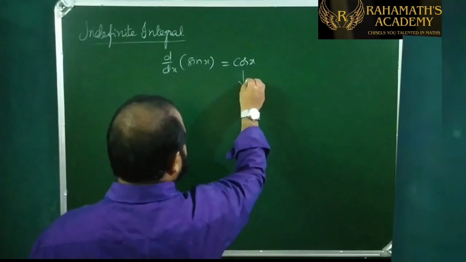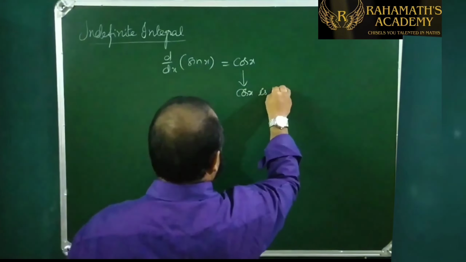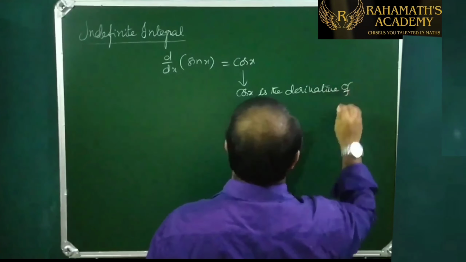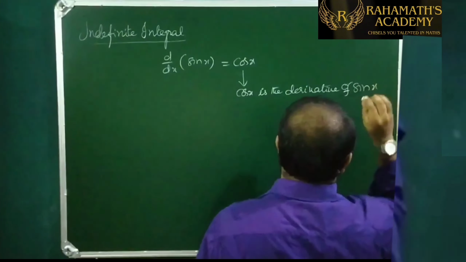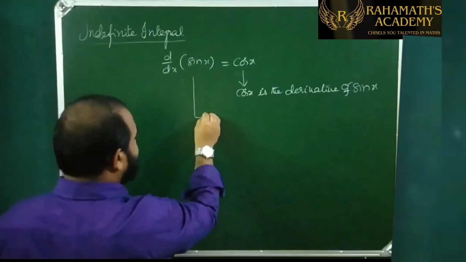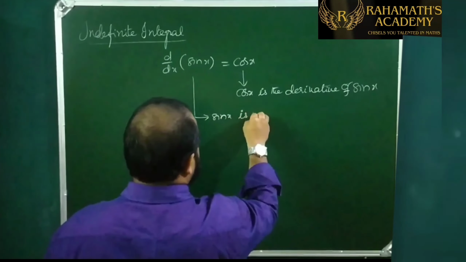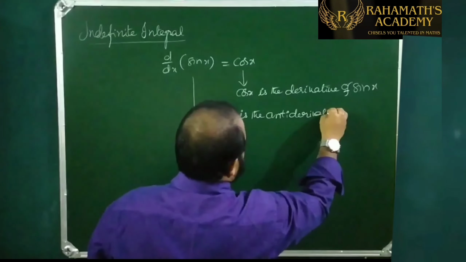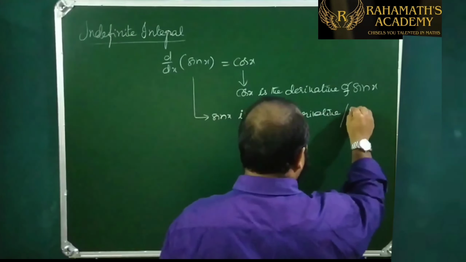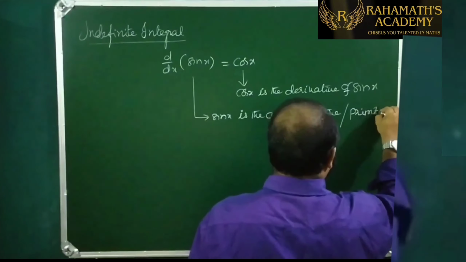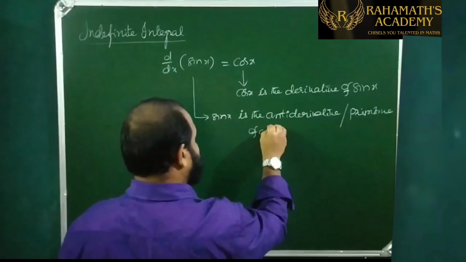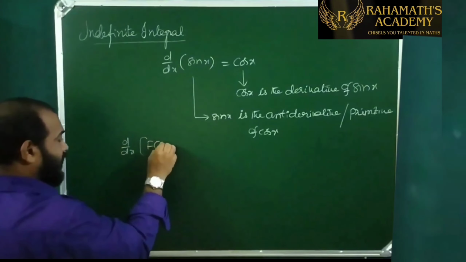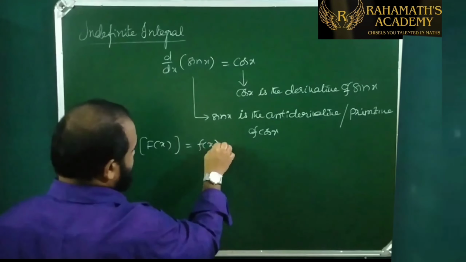Here, cos x is the derivative of sin x, and sin x is the antiderivative or primitive of cos x. So, d by dx of F of x is equal to f of x.